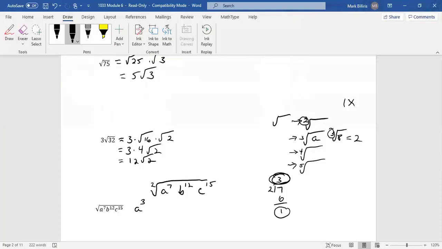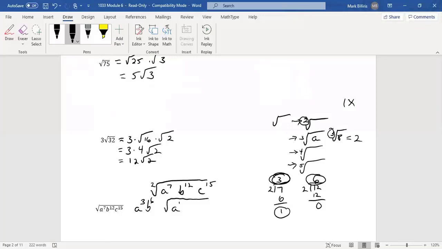Now you say, well, what do you do with the remainder? The remainder is the exponent of that factor underneath the radical sign. So when you have a remainder, it remains underneath the radical sign. So let's look at b to the 12th. So I have 12 divided by 2 is 6. So that means 6 are on the outside, and 2 goes into 12 with a remainder of 0. So 0 b's remain underneath the radical sign.